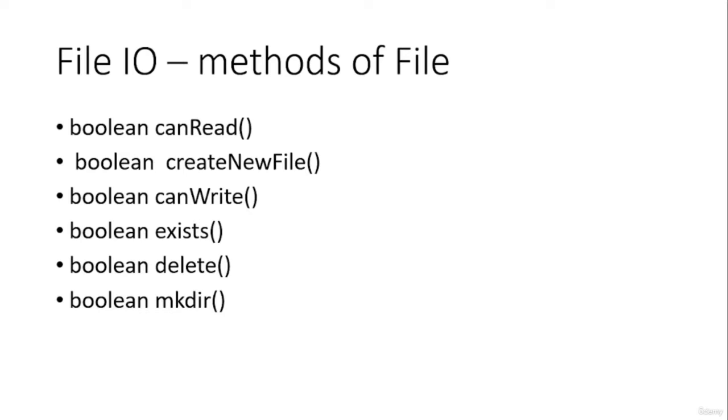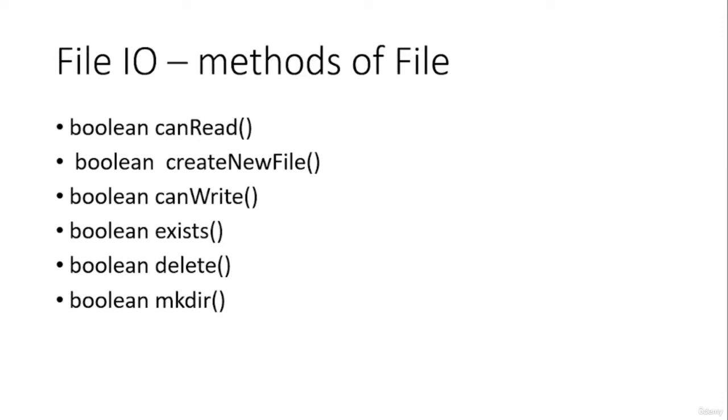So the first method is canRead, which will return a flag that mentions whether a particular file can be read or not. The next method is createNewFile. createNewFile will create a particular file and it will return a true value if the file is created successfully. Next is the canWrite method. canWrite will return whether the user has access to write the particular file. If it is there, then it will return true.